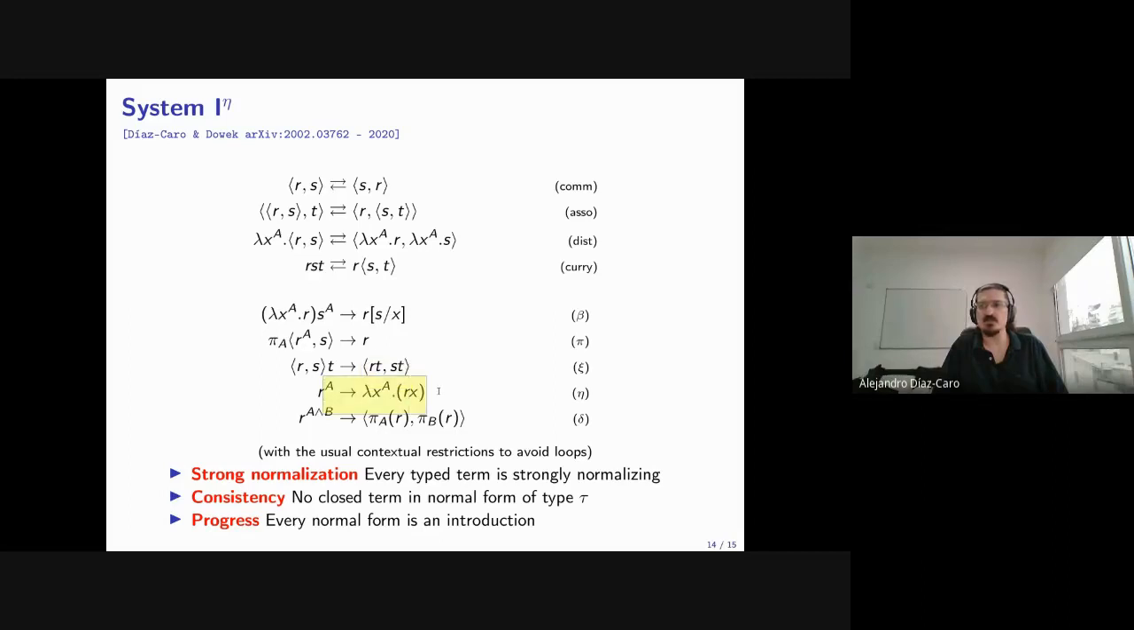And then you add the two extensional proofs with some contextual restriction that I avoided here so as not to put too much in the slide. And then you get a system where you have normalization, you have consistency, but you also have progress. So every normal form is an introduction, so every proof ends in a proof. That is the idea. So you have a proof system which is complete, where the proofs of isomorphic propositions are the same.